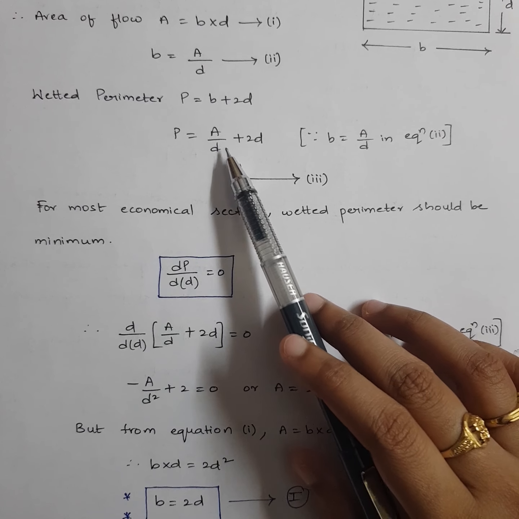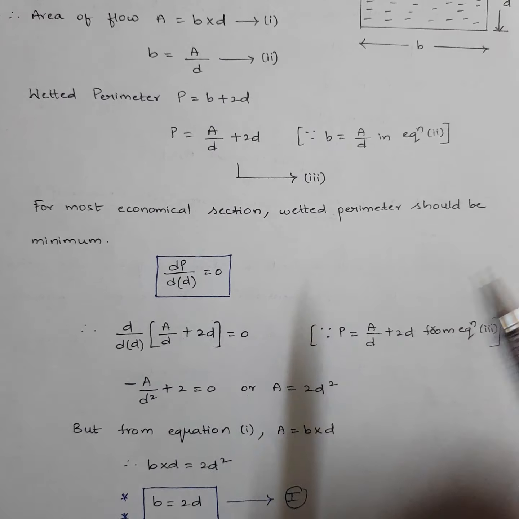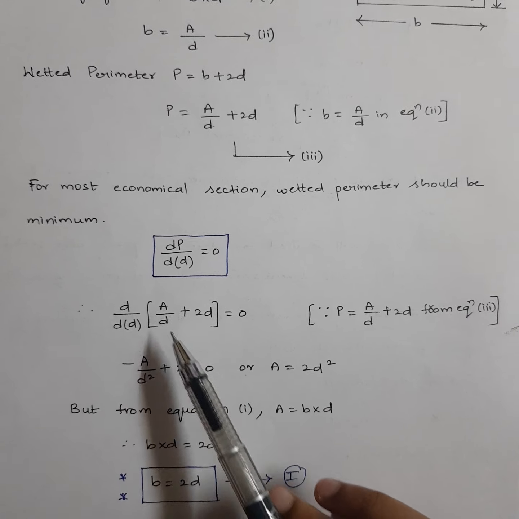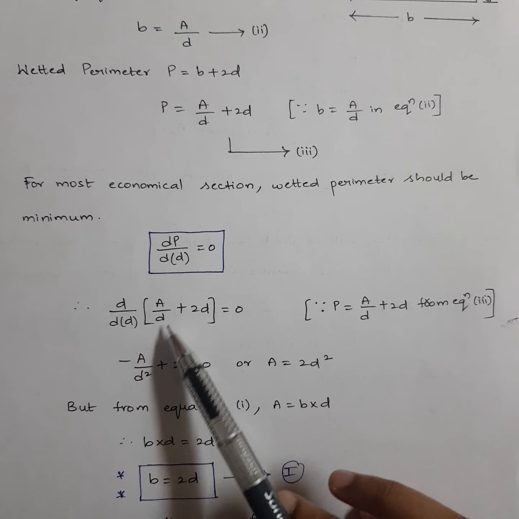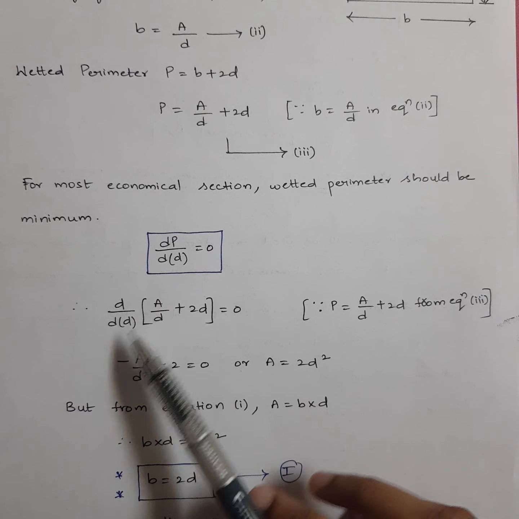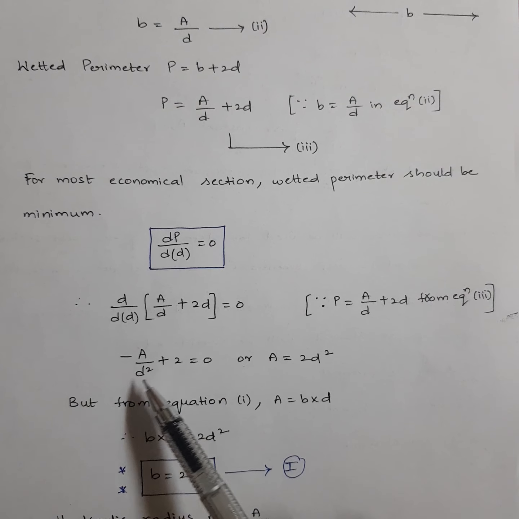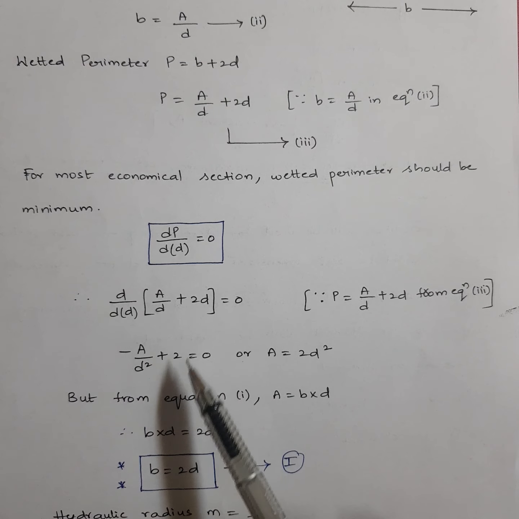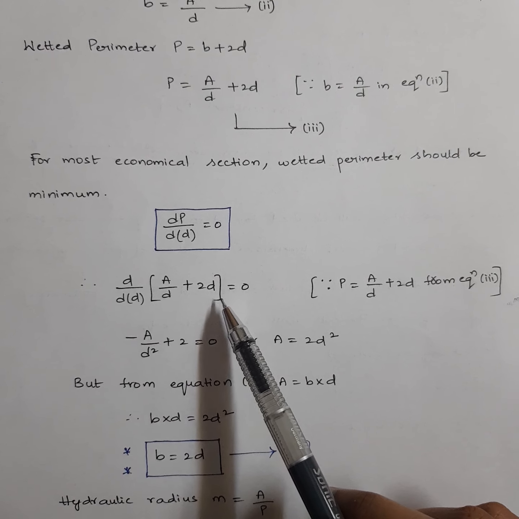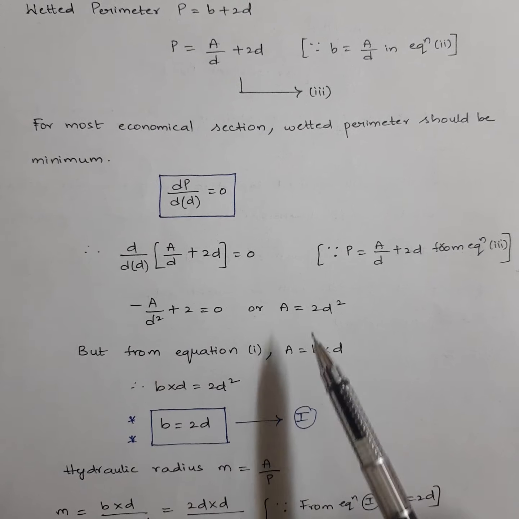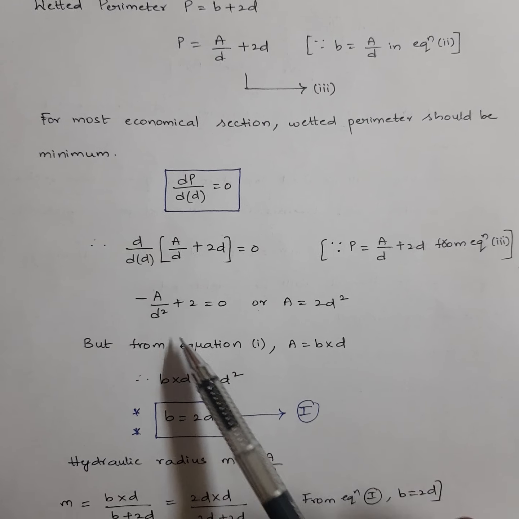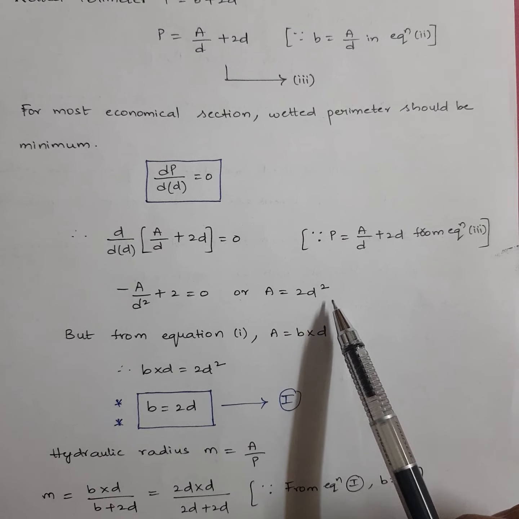So d by dD of (A by D plus 2D) equals 0. Now let's differentiate. I'm doing differentiation for the term A by D. A is constant, so A will come out. Differentiation of 1 by D is minus 1 by D square. So this became minus A by D square plus differentiation of 2D with respect to D, which is 2, equal to 0. So from here A equals 2D square. Just send this to the other side, A will become 2D square.